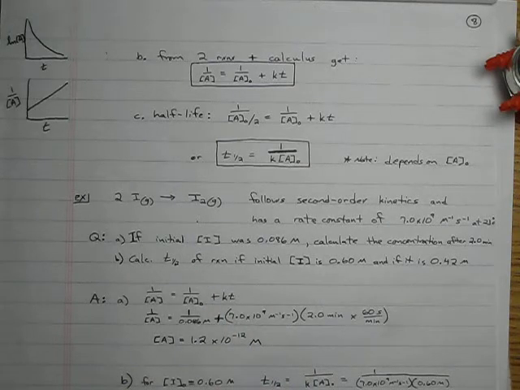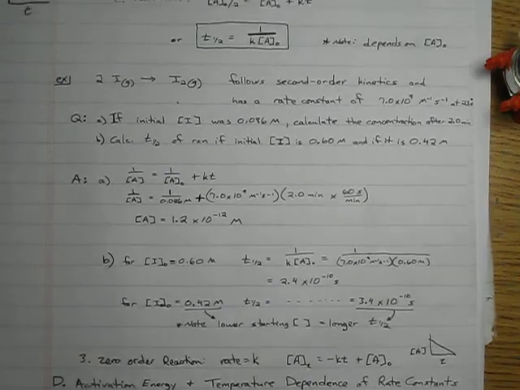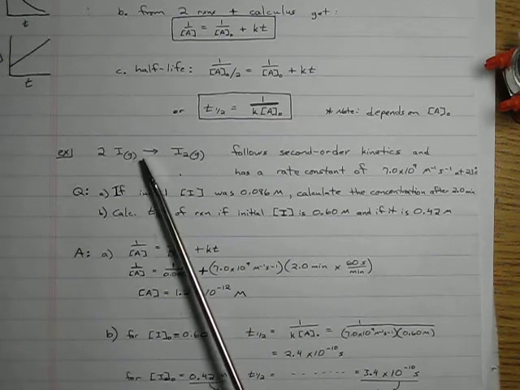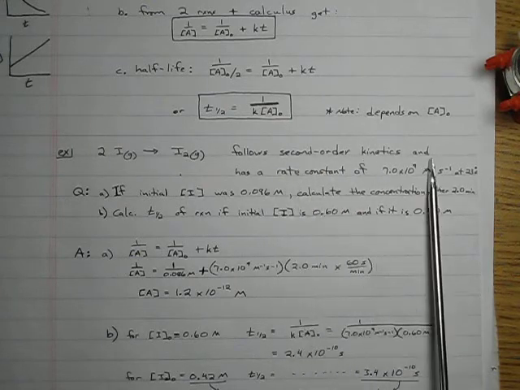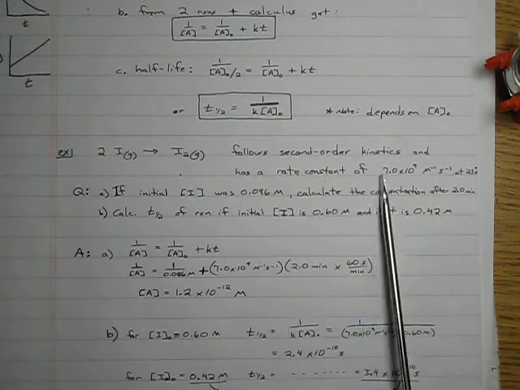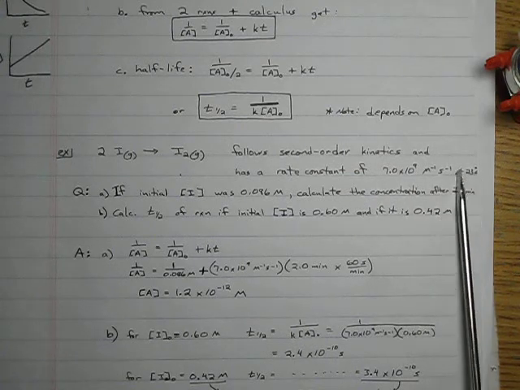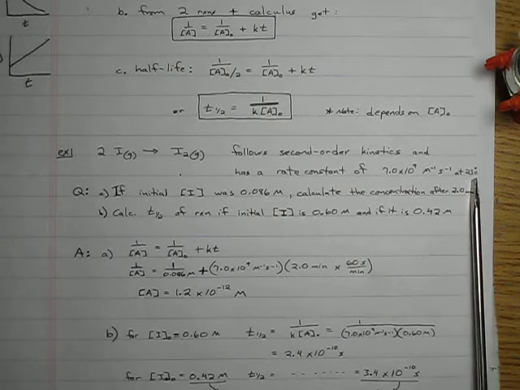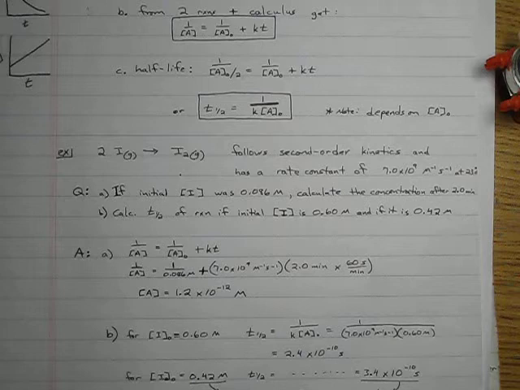All right, so let's work on some examples. Here's a question. 2 iodine atoms in the gas phase will react to form I2 in the gas phase. This follows second order kinetics and has a rate constant of 7.0 times 10 to the 9th molar minus 1 second minus 1 at 23 degrees Celsius. That's right, no temperature to worry about now. That's just giving us reaction conditions.